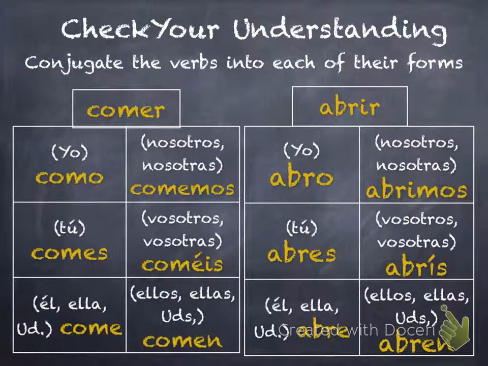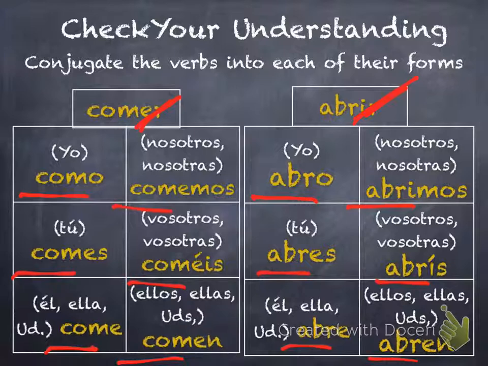Let's take a look at these. So we did step 1. We got rid of the ER and IR. So we ended up with COM, COM, and all of these, correct? Now in these, we got rid of the IR. So we have ABR, ABR, and all of these. Now we have to remember our endings. Remember, they're going to be the exact same for all of these except these 2 boxes.